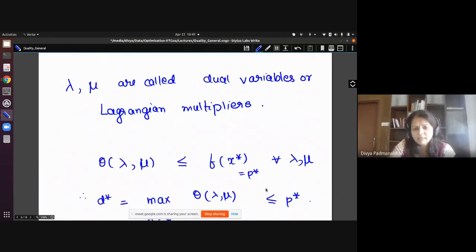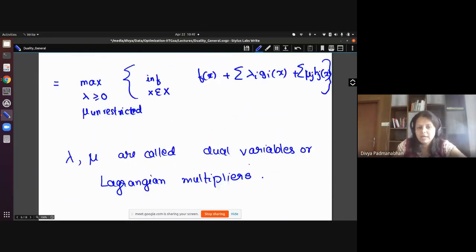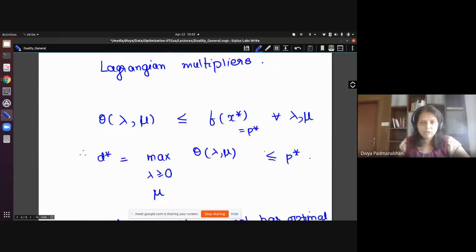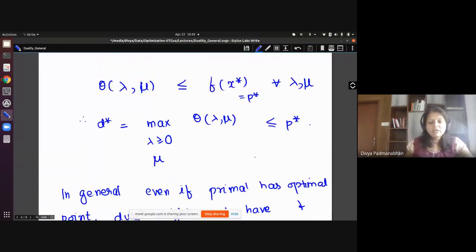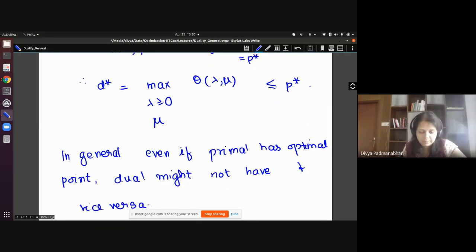One thing, of course, the way it is defined, you'll have that this theta of lambda mu is always less than or equal to p star, and the value of this dual problem, let's call it d star, is always going to be less than or equal to p star. It's just a consequence of the way we have defined it. In the case of linear programs, what we saw was if the primal had a finite optimum, then the dual had to have a finite optimum. But this is not true in general. You will have d star less than or equal to p star, but even if the primal has a nice structure and an optimum, the dual may be unbounded, or it might not have a feasible point. All those things can happen.